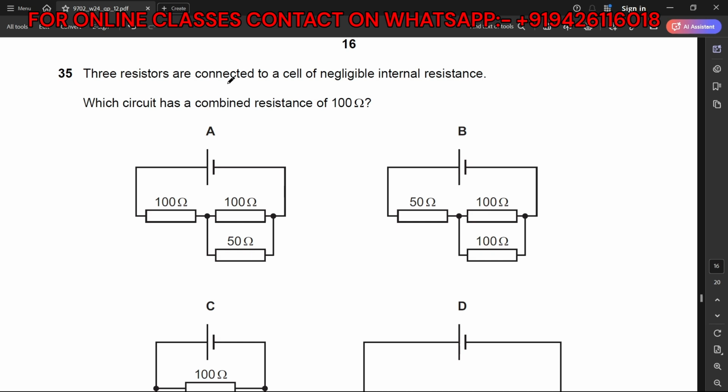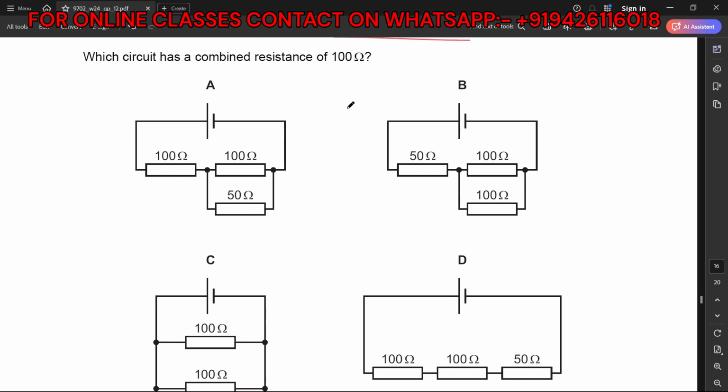Now, three resistors are connected to a cell of negligible internal resistance. Which circuit has a combined resistance of 100? If you're aware of how to add the resistors in the circuit, then doing these questions is not going to be hard.